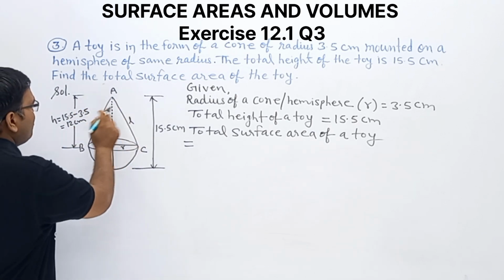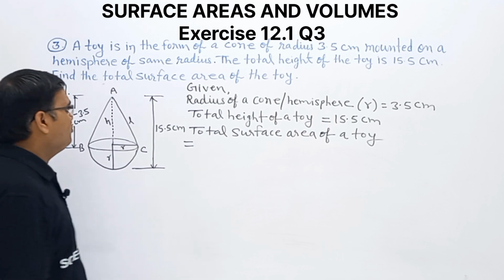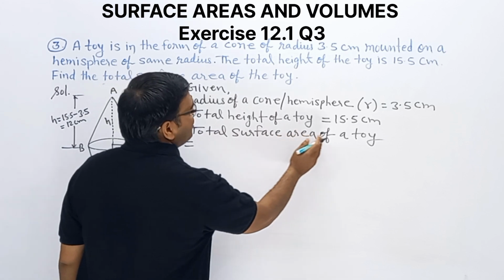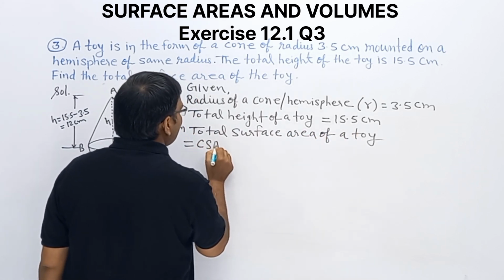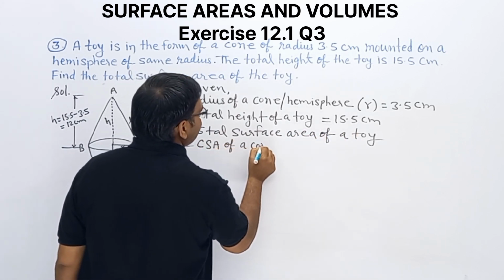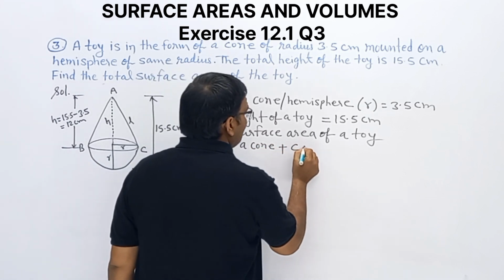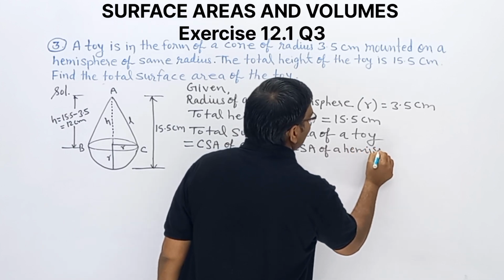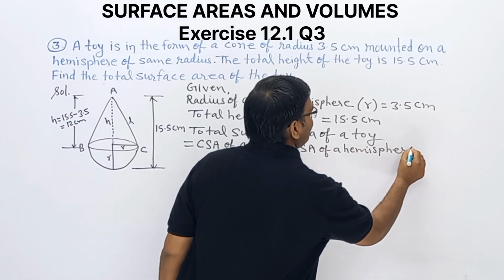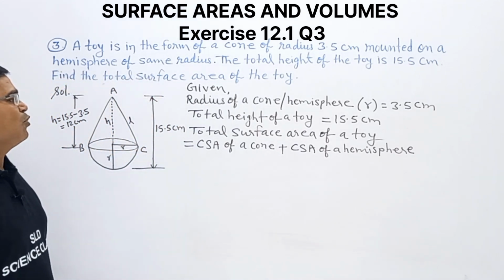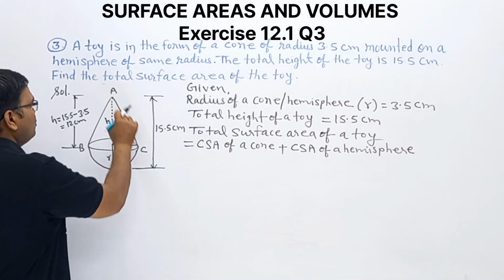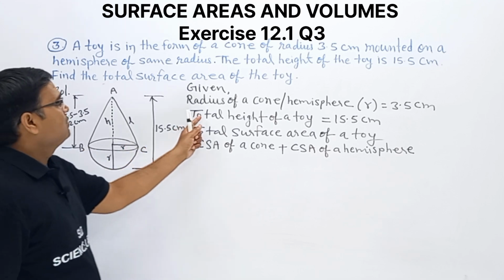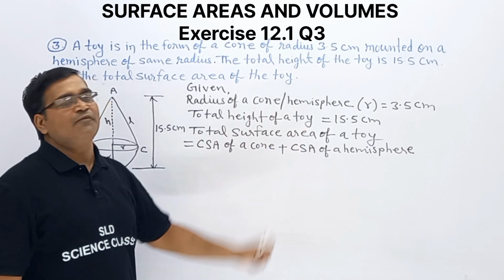And what will the total surface area of a toy be? Curved surface area of a cone plus curved surface area of a hemisphere. Total surface area of a toy equals curved surface area of a cone plus curved surface area of a hemisphere. Clear? Curved surface area of a cone plus curved surface area of a hemisphere will be the total surface area of a toy.